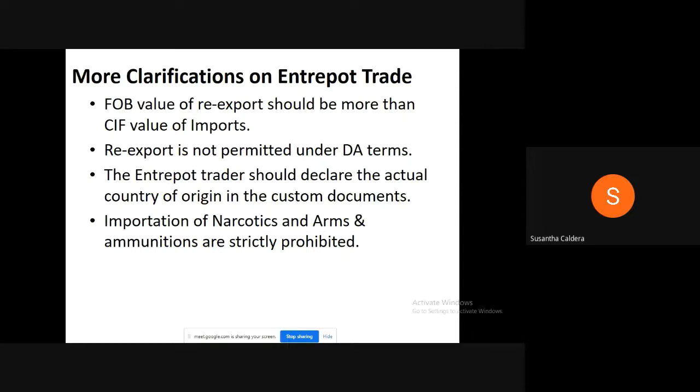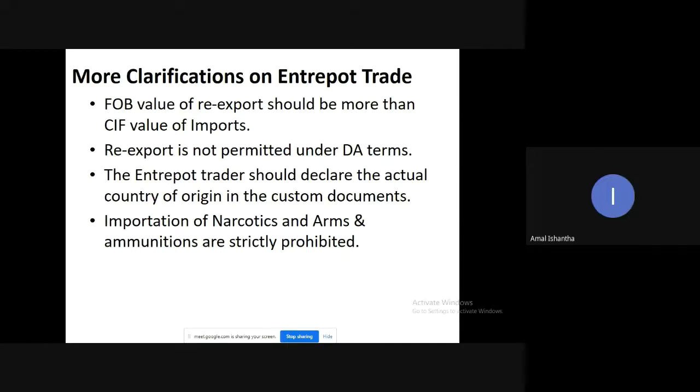Suppose we import narcotics from Pakistan, a wholesale container load, then pack them in 1 kilo packs, and then re-export it. So it is not permitted.